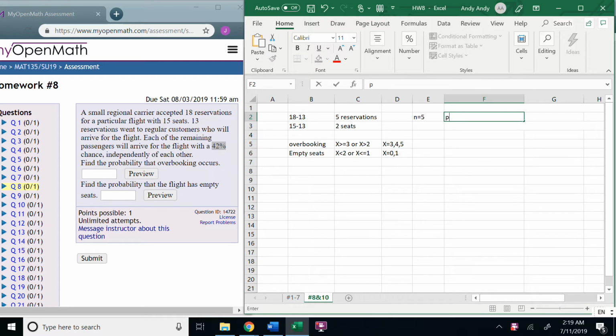So now we write down n is 5. The probability for the remaining passengers to show up is 0.42. So now let's calculate overbooking. You could see it is P3 plus P4 plus P5, or we could use 1 minus P of x less than or equal to 2.